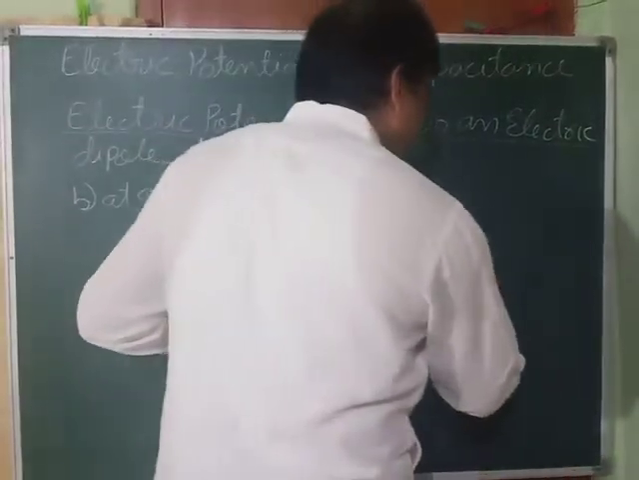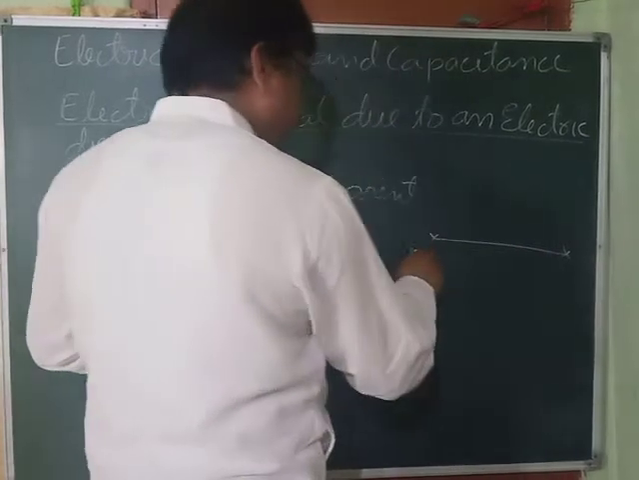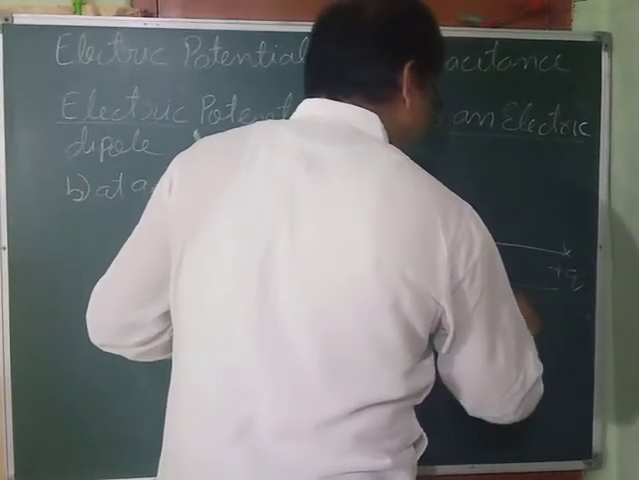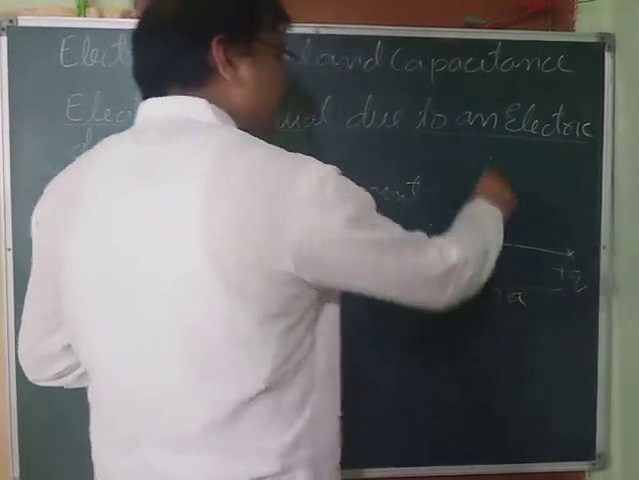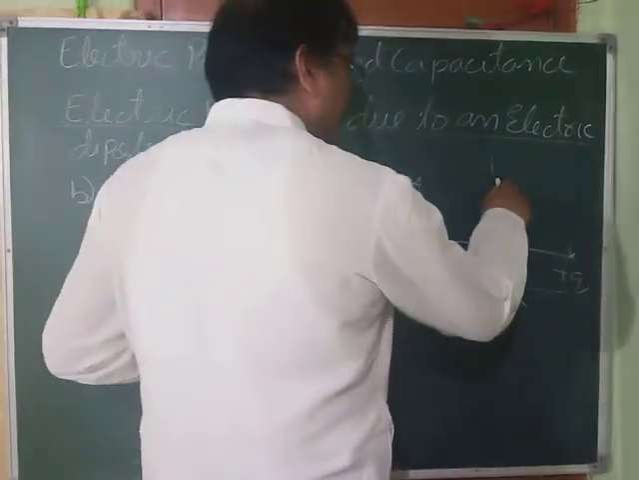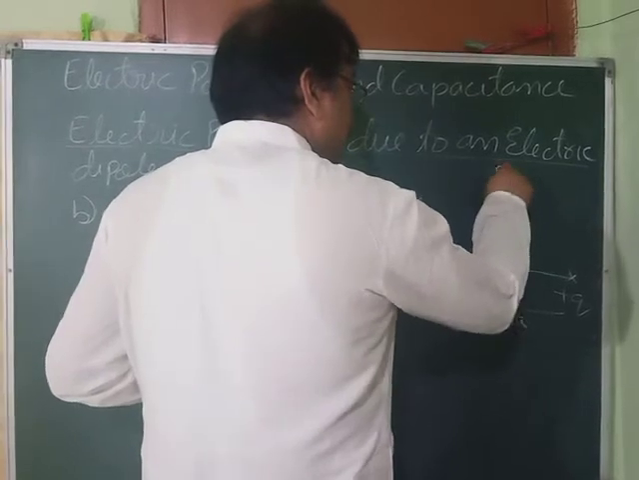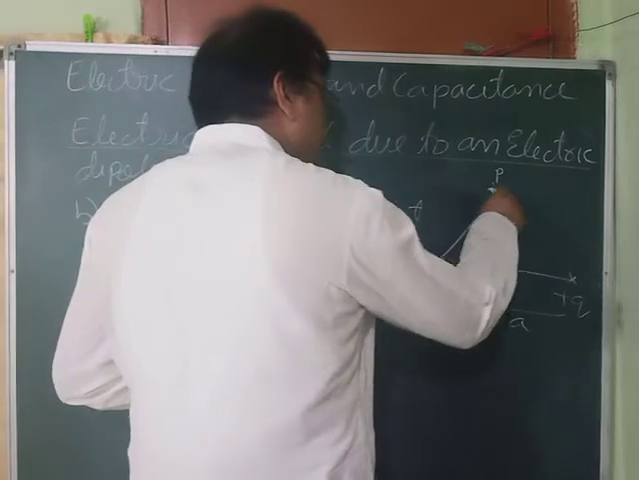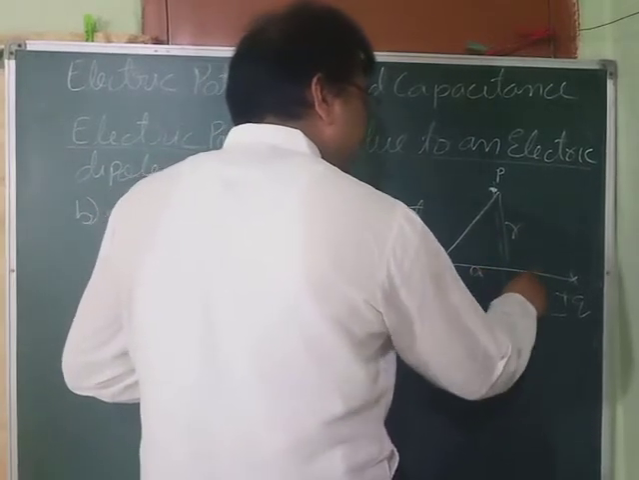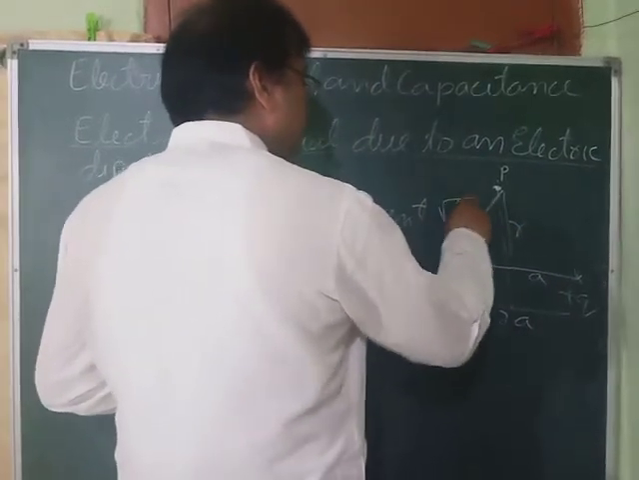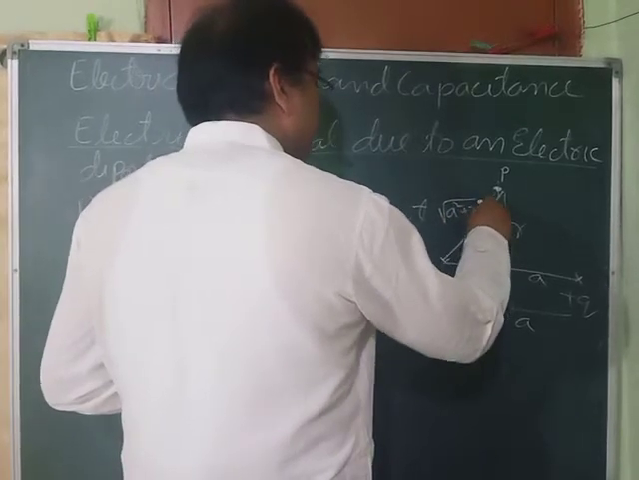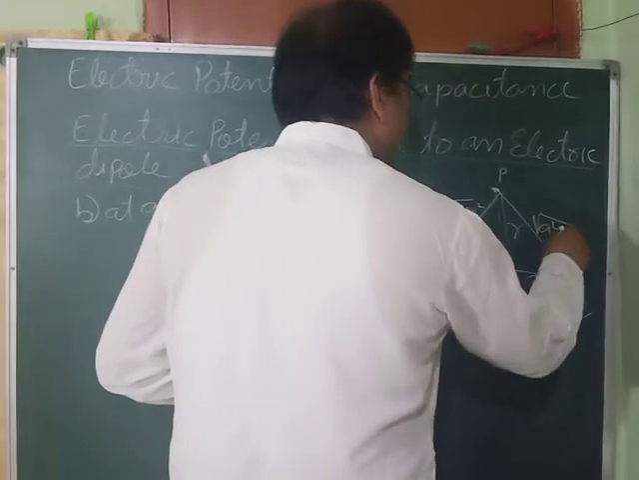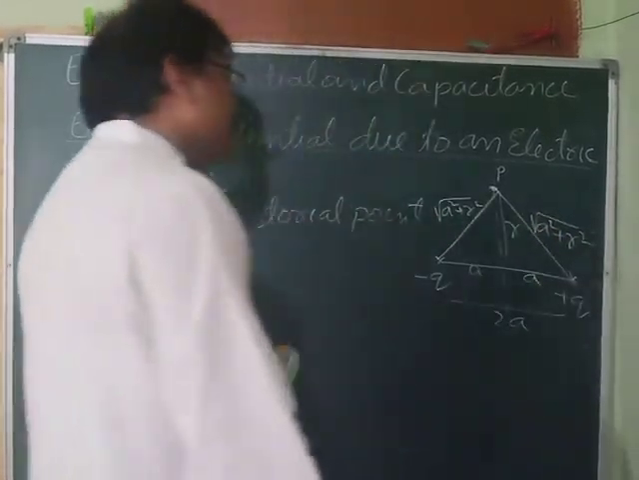See, this is the dipole. Minus Q, it is plus Q. Distance is 2A. Equatorial point means perpendicular bisector of this. This point P is at a distance R. Now let us join this. This is A and this is A. So this will be square root of A square plus R square. If we join this, again this distance is square root of A square plus R square.